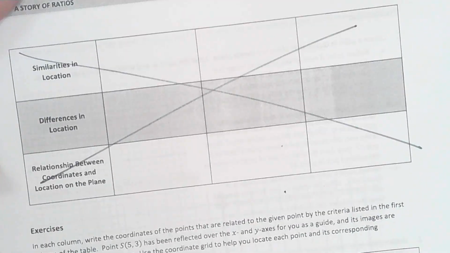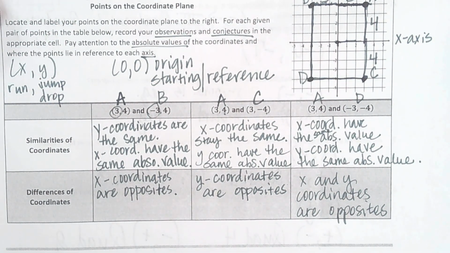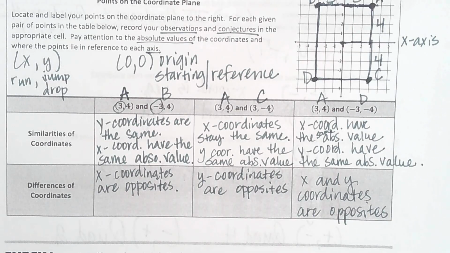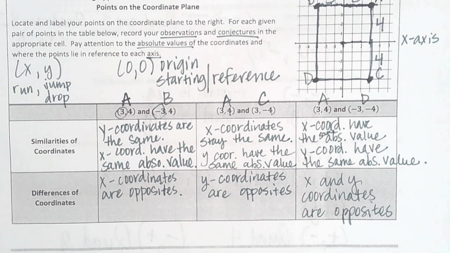So now we turn the page. We're not doing the top boxes because we've literally mentioned everything in the other ones. Do you see where it says exercises and each column write the coordinate? Okay, read that a little bit. Do not start it. Just read it. Got it?